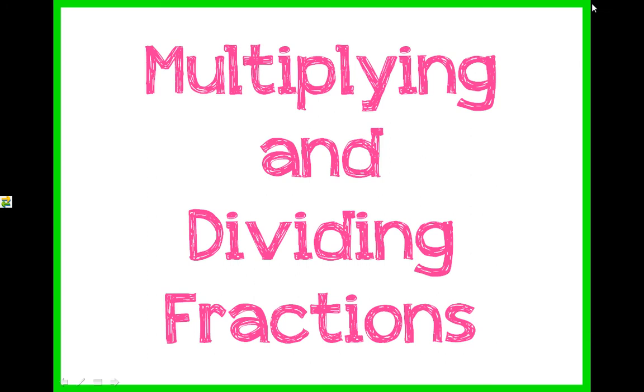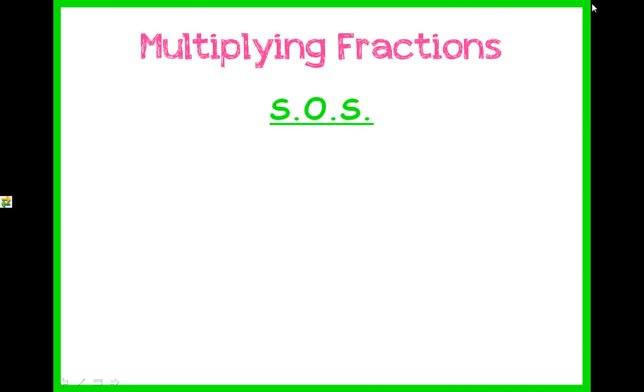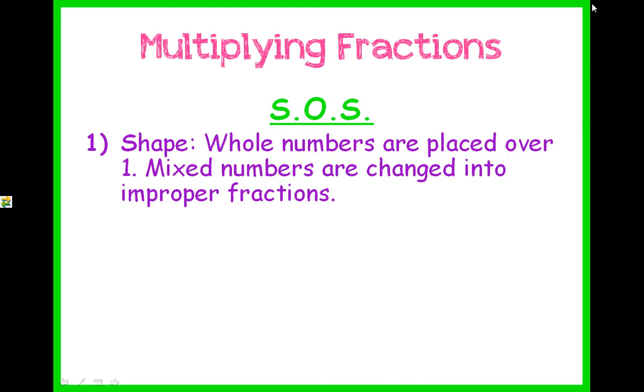Alright, this lesson is on multiplying and dividing fractions. We've looked at adding fractions and we've looked at subtracting fractions, which were very similar. Multiplying and dividing are different. Okay, here are your rules for multiplying fractions. You need to remember SOS.